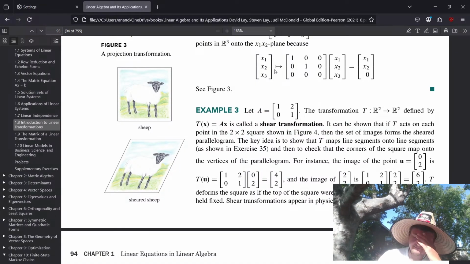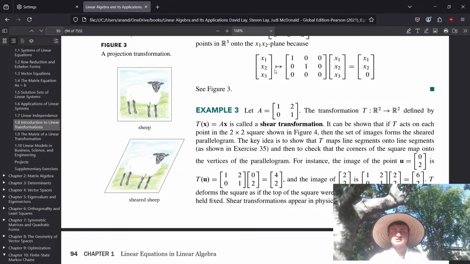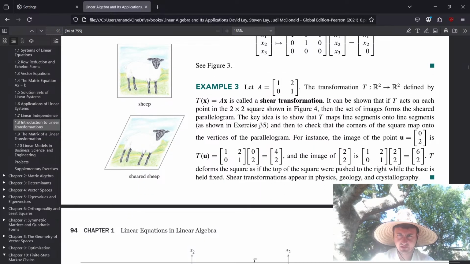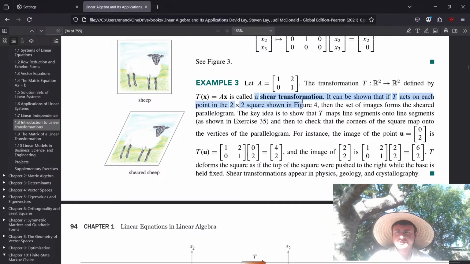But now if we gave it 0, 1, oh no, it does still shift it. Okay. So even 0, 1, the vector that points up, so that this edge, it all gets sheared. So yeah, it's called a shear transformation.